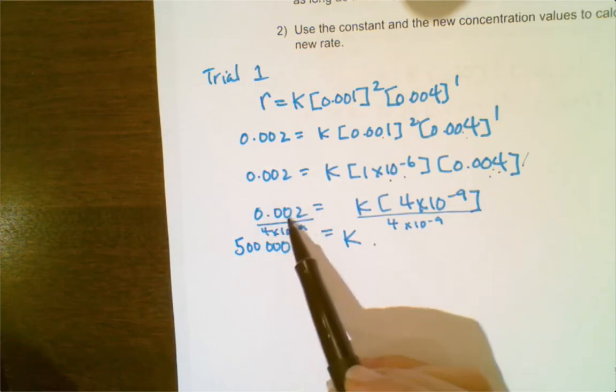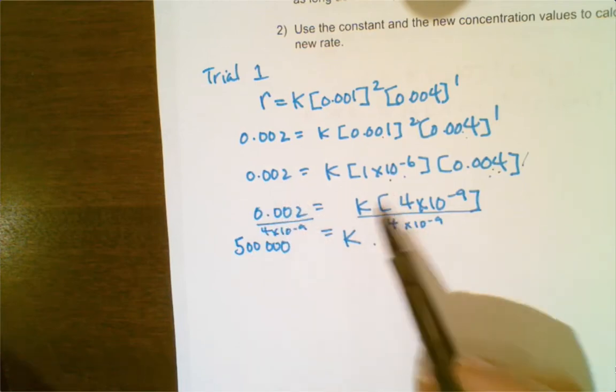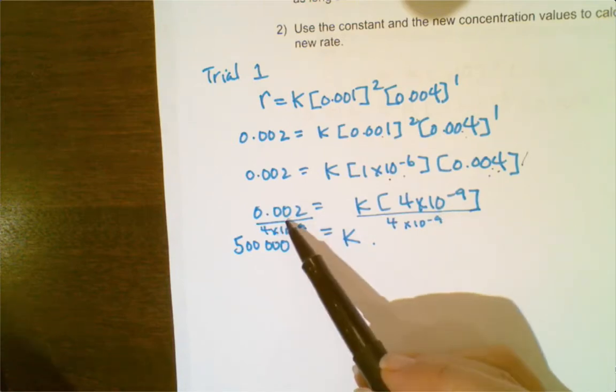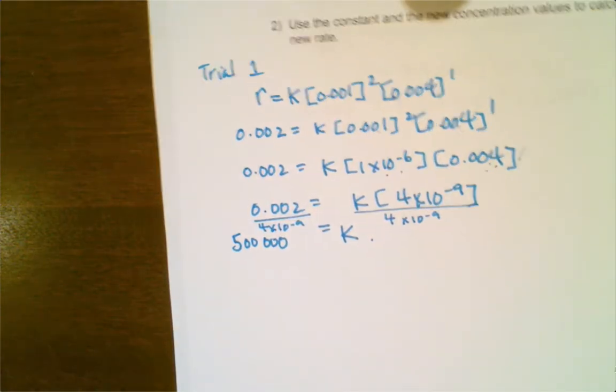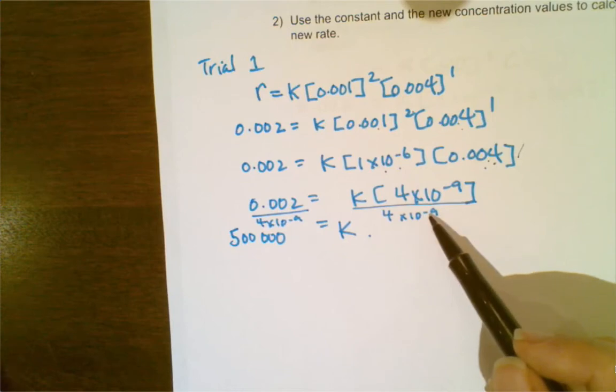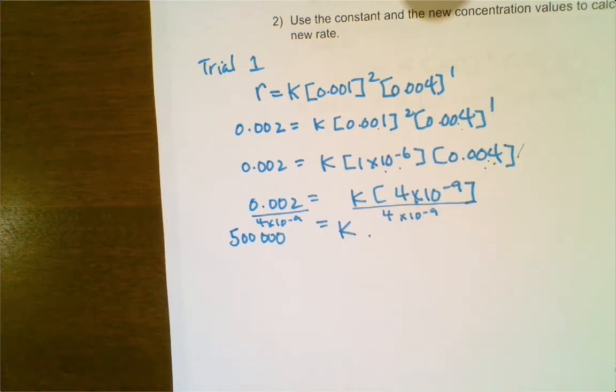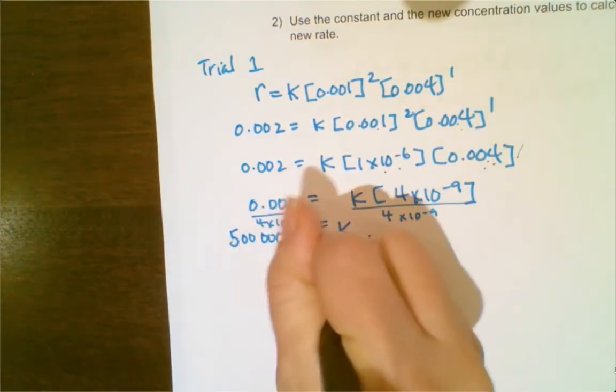My rate is still to the left of the equal sign. When I want to solve for k, I want to bring this value to the other side of the equal sign, doing the opposite operation. So I'm going to divide by 4 times 10 to the negative 9, and I end up getting a value of the rate law constant equal to 500,000. I know that seems like a really big number. Now, what I now know is one more piece of the puzzle.